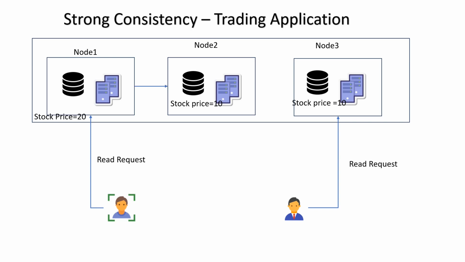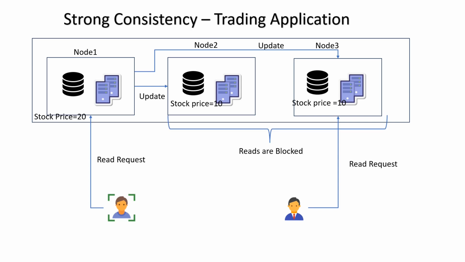So now node 1 has to send the update to node 2 and node 3. And while the update is going on, we have to block the reads, right? So node 2 and node 3 cannot serve any more requests for that time, to make sure that our application is strongly consistent. So in this scenario, whenever we have a trading application, we have to focus on strong consistency.